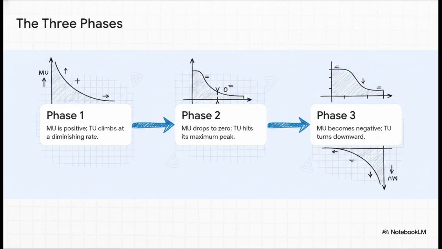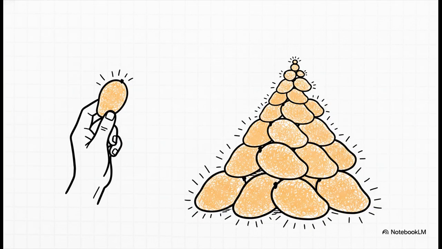Let's look closer at Phase 1. So Phase 1 is happening during those first 4 mangoes. As you keep eating, your intense desire naturally cools off. That's why the MU curve slopes steadily downward from 10 utils to 1 util. But, and this is absolutely crucial, even though that additional satisfaction is shrinking, it's still a positive number. Because MU is positive, that total utility mountain on the top graph just keeps growing, climbing from 10 to 17, 21, and up to 22. The climb just gets a little less steep with every bite.